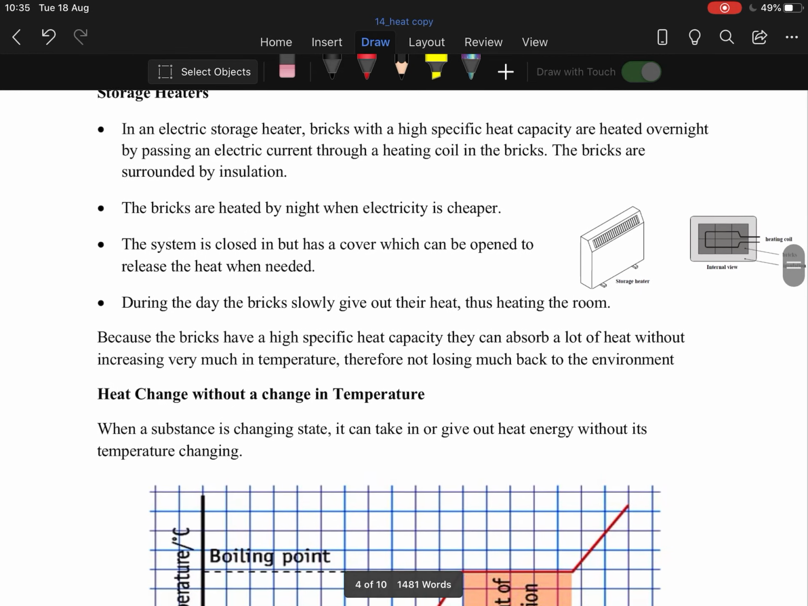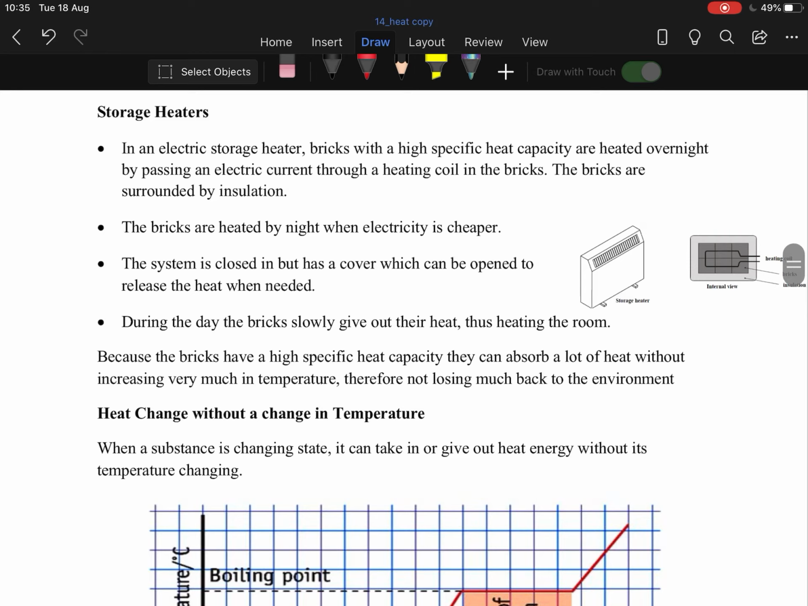Storage heaters, they haven't really come up much anymore, but know them in case it could get asked. Generally how they work is they're basically bricks with a high specific heat capacity, okay? So at night the electricity is on and it heats up, so they take in a lot of heat energy to change the temperature by 1 degree Celsius, okay? So you turn on the heat, the electricity is pumping through it.